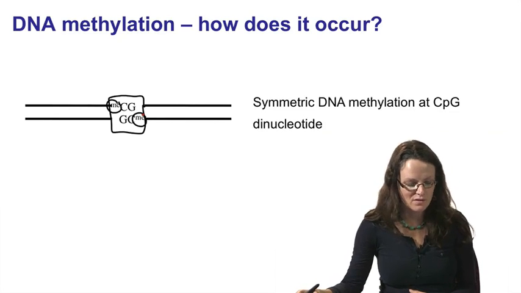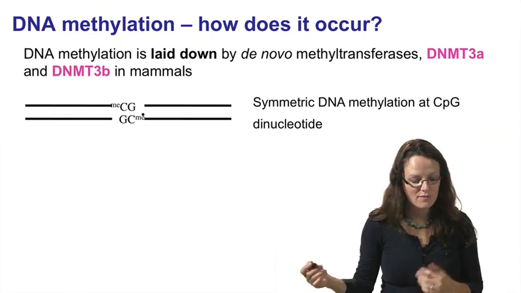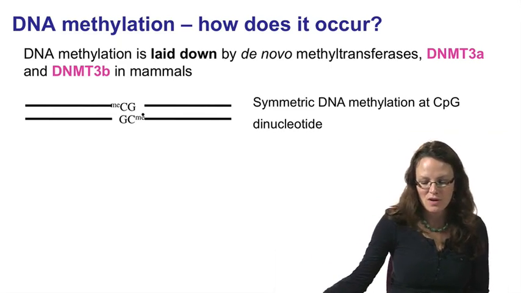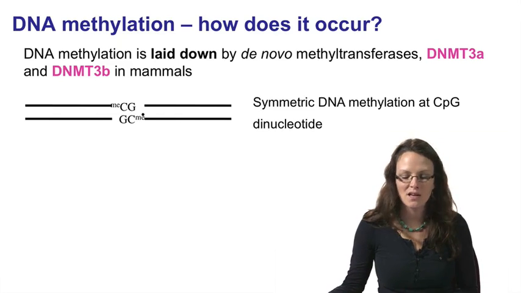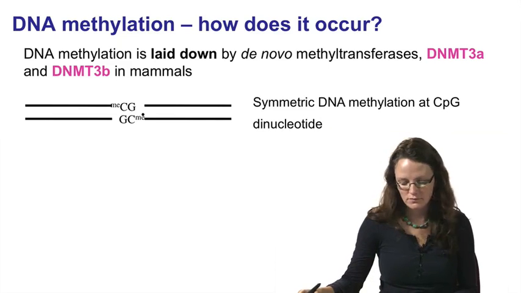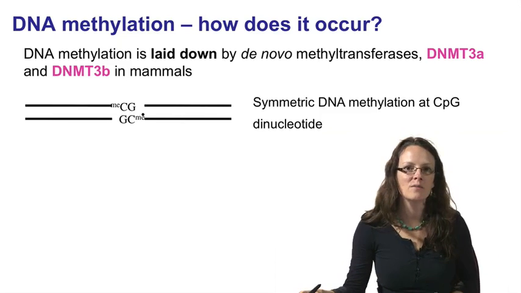What happens when the cell divides? I'll go back a step and say that the first thing that happens is that DNA methyltransferases, so these are enzymes, and in mammals they're known as DNMT3A and DNMT3B. These lay down the methylation, and they do this in a de novo fashion. In other words, they work on DNA that begins out being unmethylated. So they lay down these methyl marks during development.